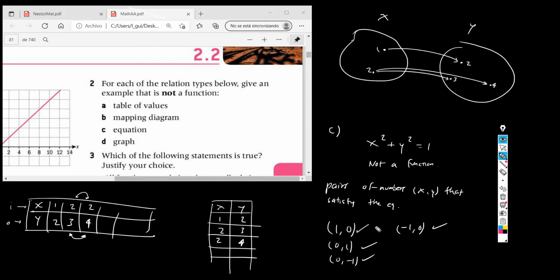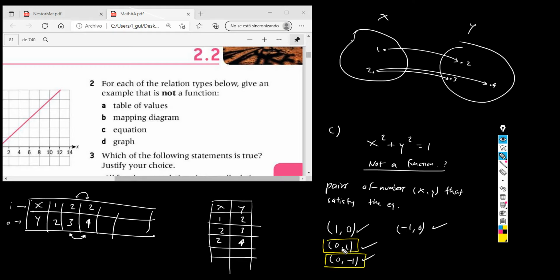And so this is my point. Why is this equation not a function? Because if you observe these ones, take a look at these guys.